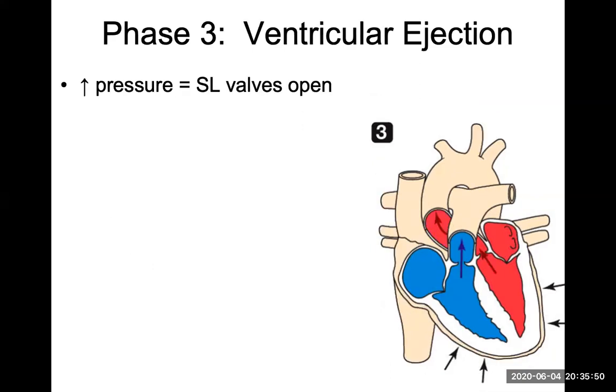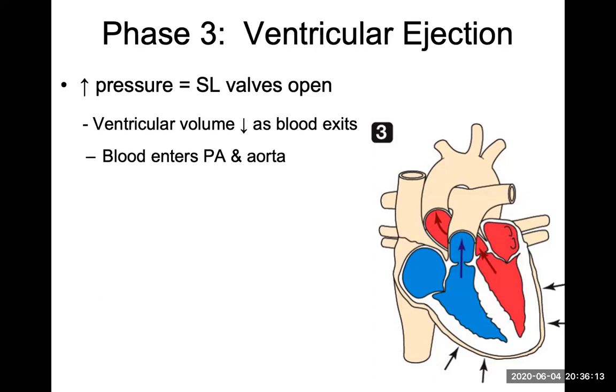Then we get to ventricular ejection in phase three. So at this point, the increase in pressure has built up enough to open those semilunar valves. So your semilunar valves will open, causing the ventricles to eject the blood that was in their chambers. Because the blood is exiting, that ventricular volume will decrease and blood will enter your pulmonary artery to bring deoxygenated blood to the lungs where it'll pick up oxygen, and blood from the left ventricle will enter the aorta to bring oxygenated blood to the body systems.